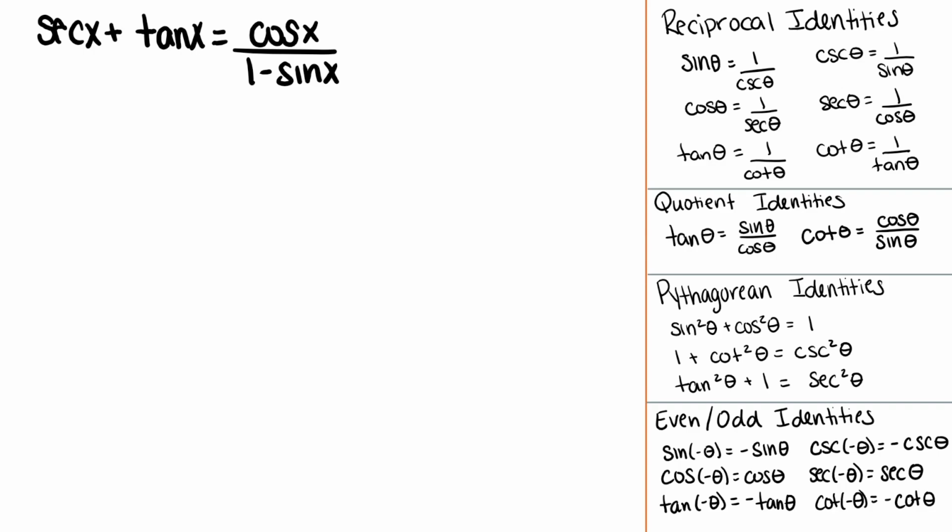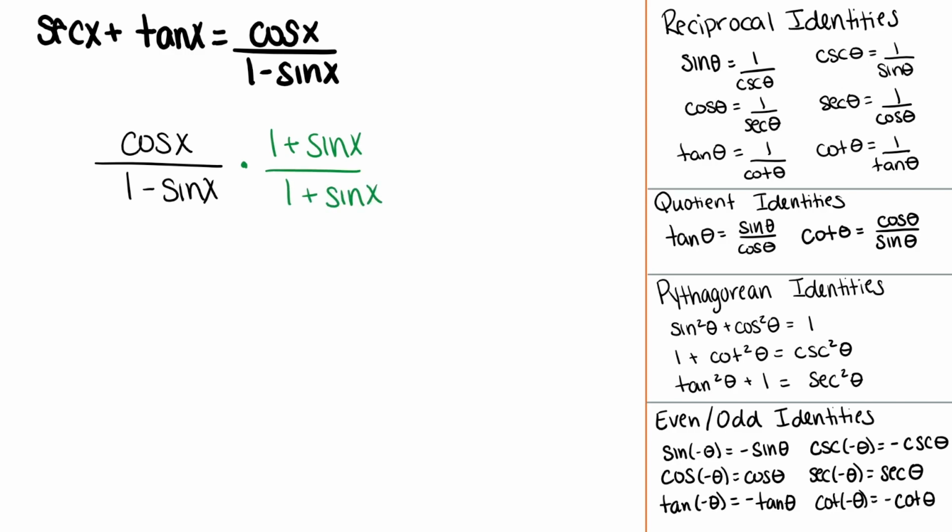So if we look at the right side of our expression, we have cos x over 1 minus sine x. We can multiply top and bottom by the conjugate, which is 1 plus sine x. We're still multiplying by 1 because we're multiplying by 1 plus sine x over 1 plus sine x, but it's going to help us work with the denominator of our fraction. So this is going to become cosine x times 1 plus sine x over, when we multiply our two denominators together, this becomes a difference of squares. And so we get 1 minus sine squared x.